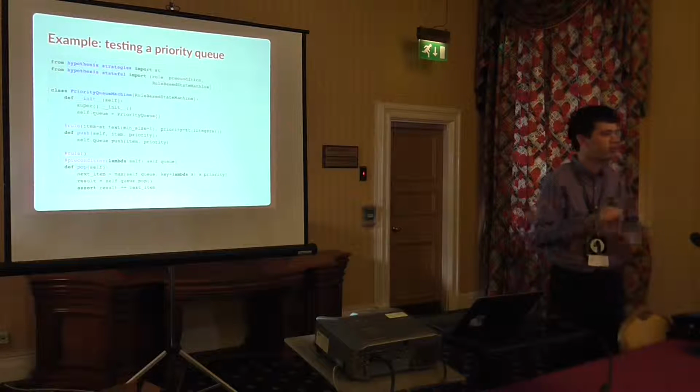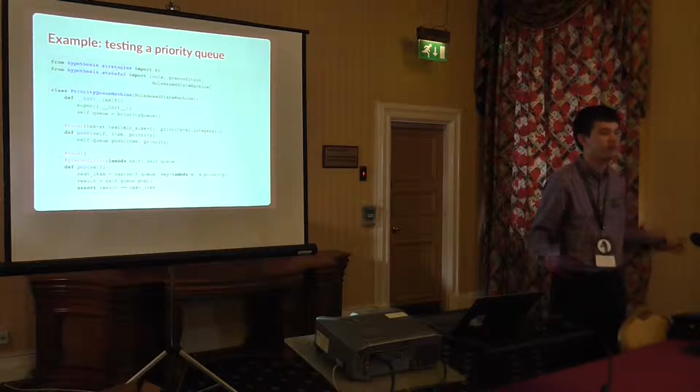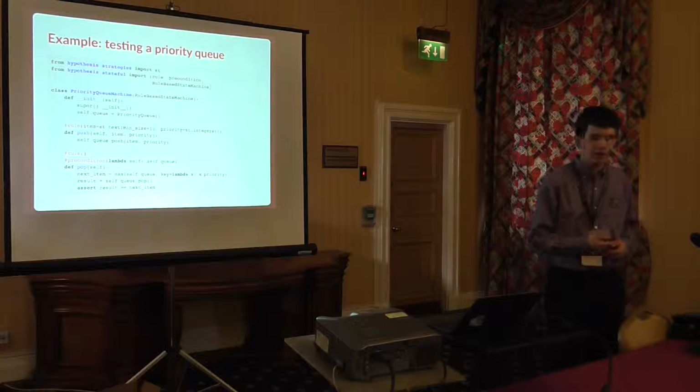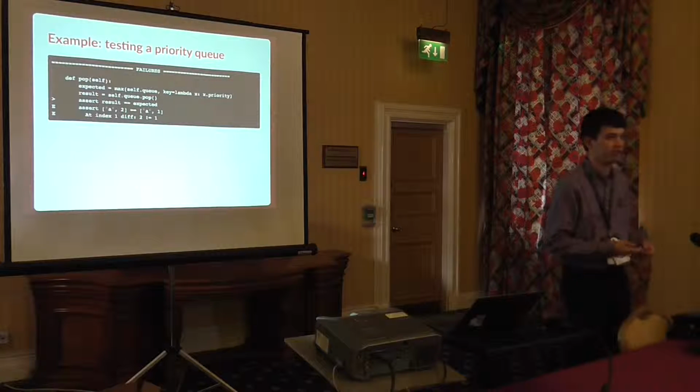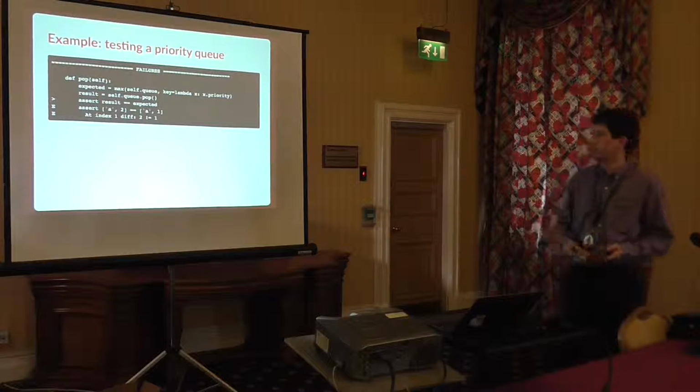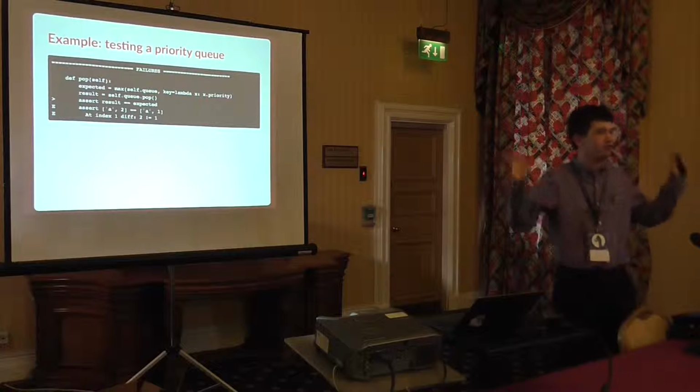Hypothesis now goes and tries a whole bunch of pushes and pops with random data to see if it can break my queue implementation. And at some point, if I've written a bad implementation, it does, and it gives me a traceback that looks like this. This is an assertion that's telling me I popped an item from the queue and it wasn't the item I expected.